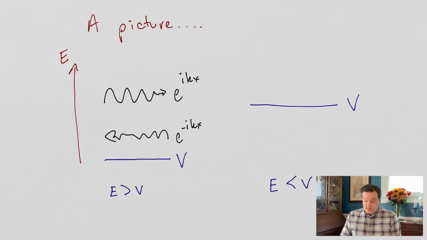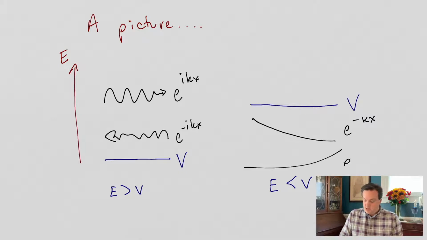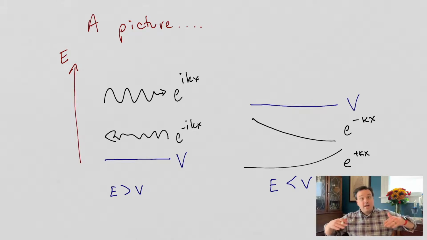Whereas on the right-hand side, if I have my energy less than my potential, then I only have two choices, right? Well, I guess I always have two choices. I have something that's decaying, where it goes as e to the minus kappa x, or it's growing, which is e to the plus kappa x. But because the energy of the state is less than the potential, I like to think about this as the wave function can't propagate through it. The best it can do is decay away while it's inside that potential.